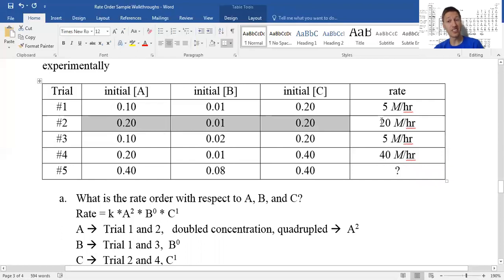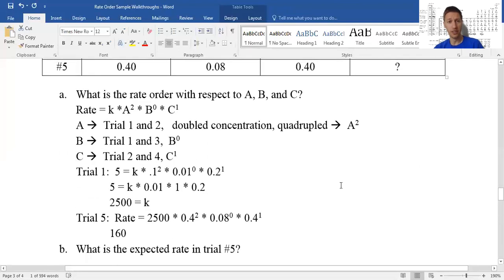So 20 quadrupled is 80. B doesn't matter. We doubled C. When we double C, we also double the rate. So we're going to take this and times it by 4, then times it by 2, we get 160 again. So we are confirming that we found 160 properly.